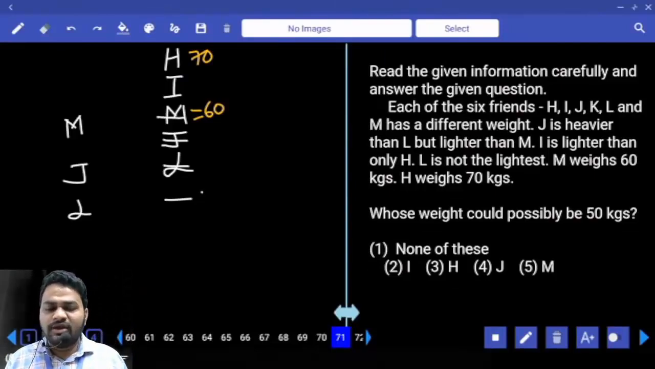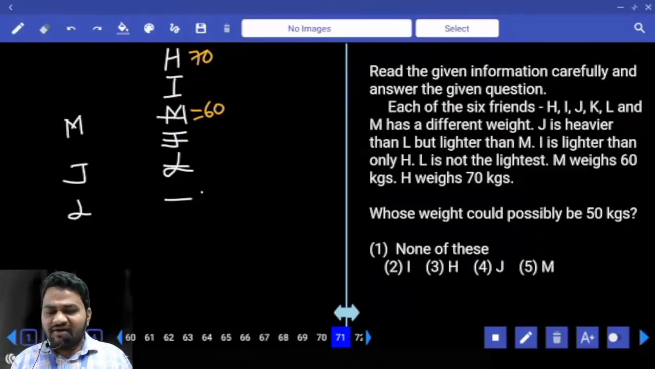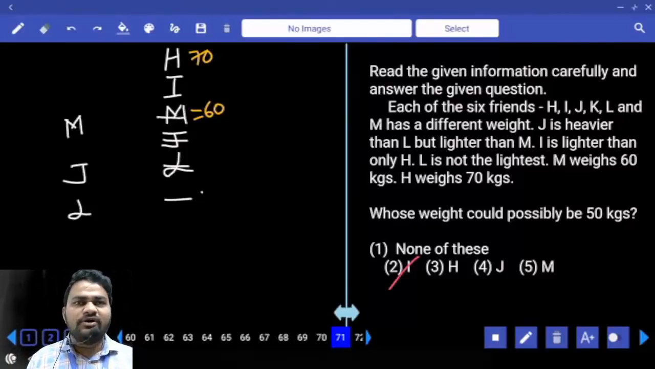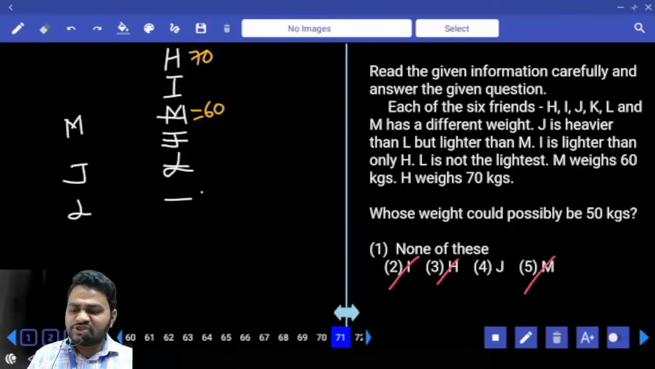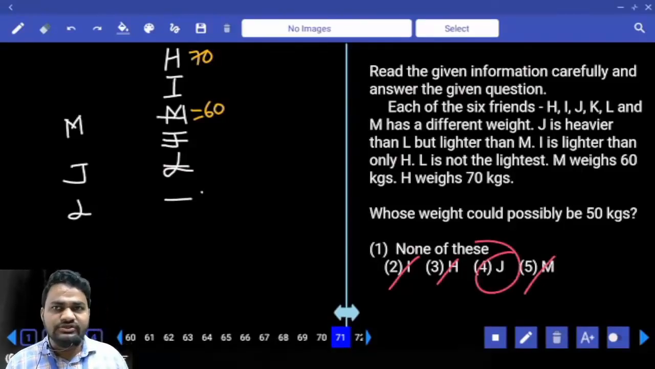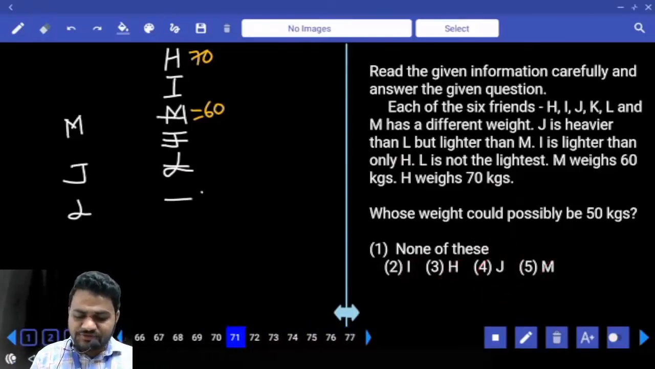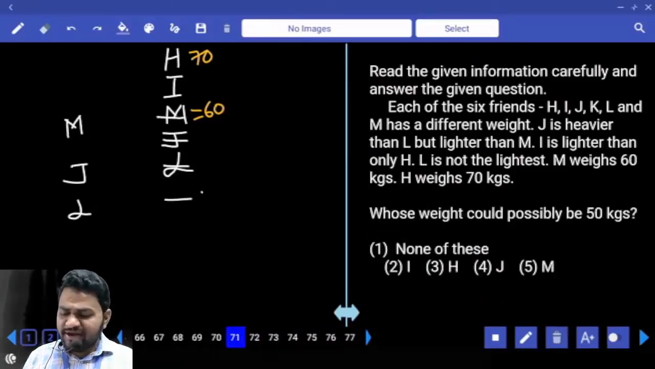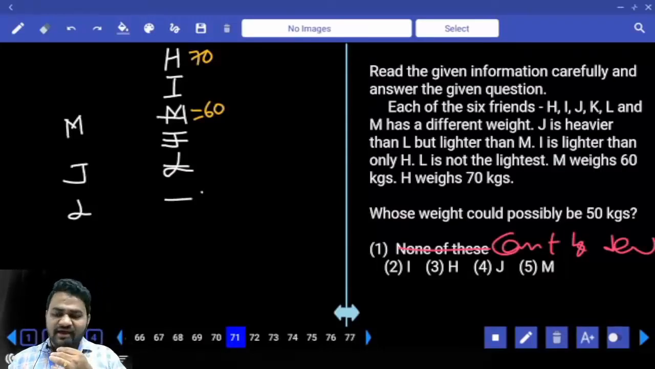Whose weight could possibly be 50? 50 is less than 60, less than M. Then available options here, I is not possible, H is not possible, M is also not possible. Among these options, possibly we have only J, that is option 4. Next, if cannot be determined is presented, then also J.